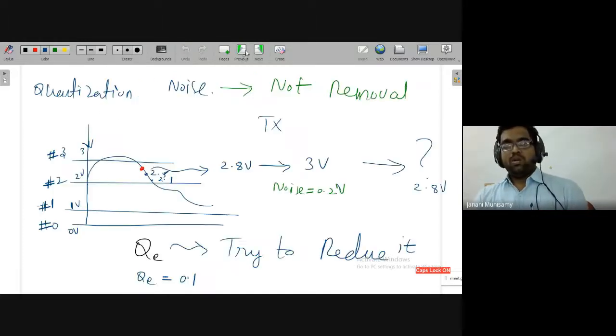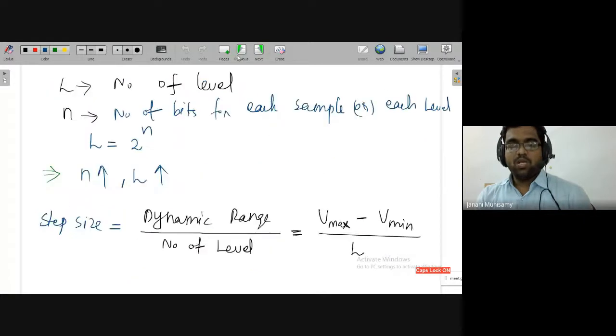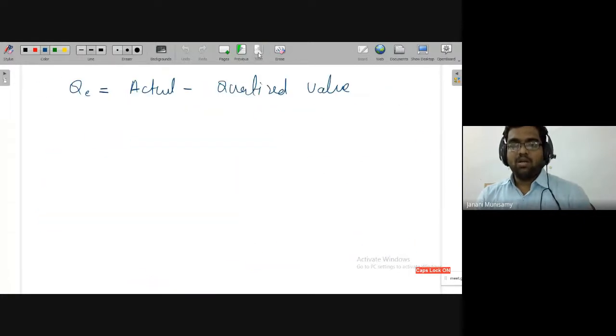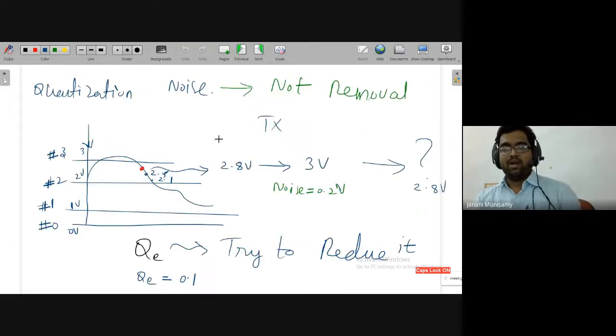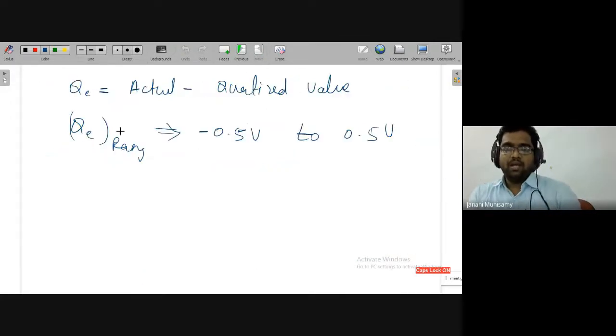So now my samples can be anywhere in between. Then if you carefully observe in this case, what is the range of the quantization error? The quantization error range can be from minus 0.5 volt to 0.5 volt. Depending on at which value you are at any point of time, definitely the range will be within this only.